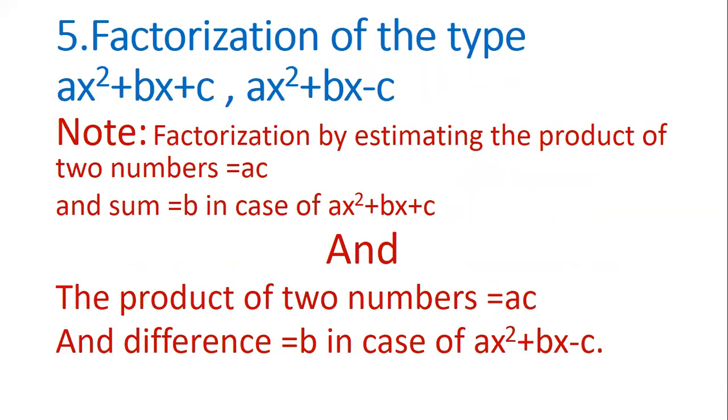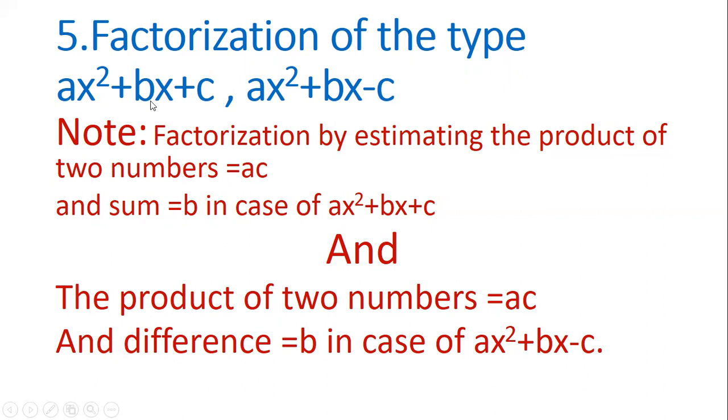Now next is factorization of the type ax square plus bx plus c and ax square plus bx minus c. Factorization by estimating the product of the two numbers is AC. If this kind of case comes, you always remember that the product of the numbers should come AC. In this case also, the product of the two numbers should come AC, whereas their sum should come B for this case, and their difference should come B in the second case. If the last sign is plus, their sum should come B.